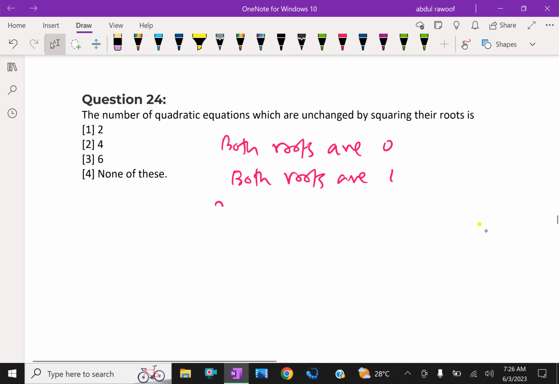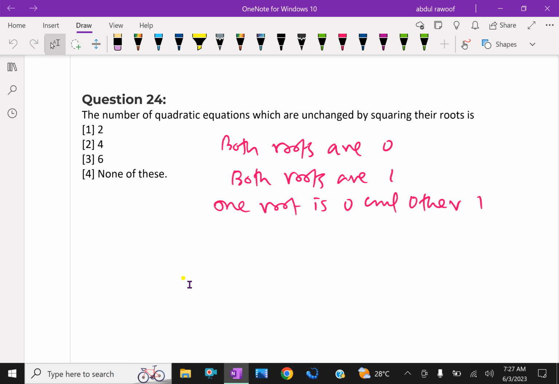One root is 0 and the other is 1. Therefore, the number of equations is 3. Squaring their roots means 0 square is 0, 1 square is 1, and with 0 and 1 together it is also unchanged. So we have 3 equations possible. Here the option is not 3, therefore none of these.